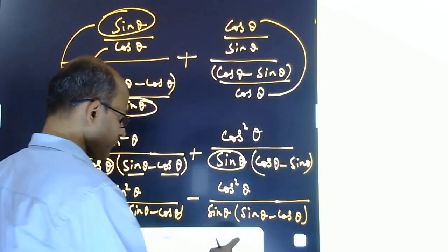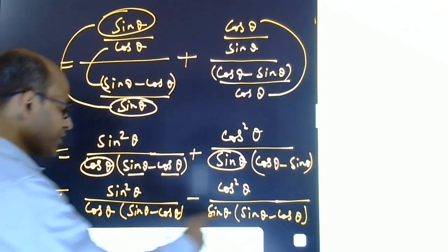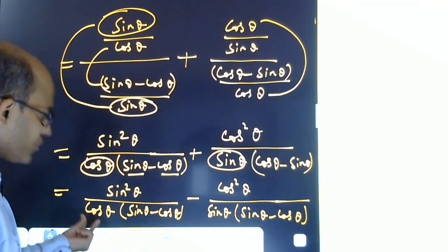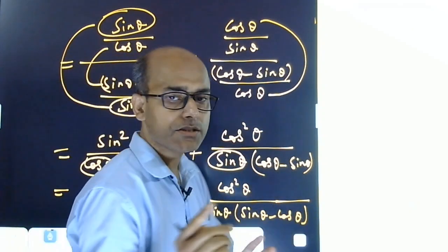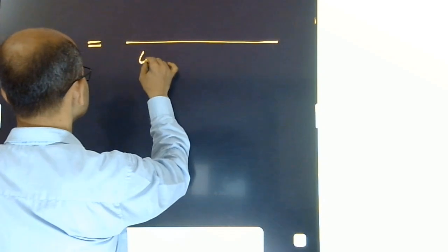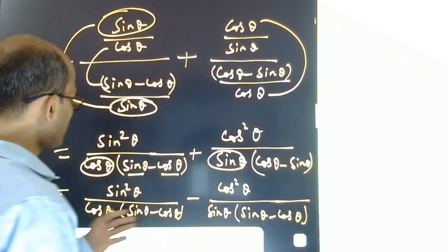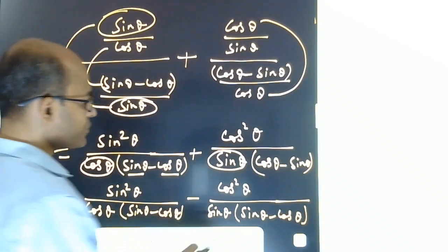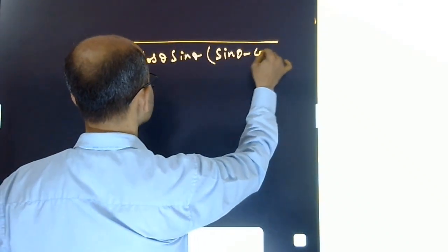Move on. So the LCM of these two denominators will be cos theta multiplied by sin theta minus cos theta. There should be no doubt. I hope you are understanding very well. So the LCM has become cos theta sin theta, and what is the sin theta minus cos theta. Okay, sin theta minus cos theta.